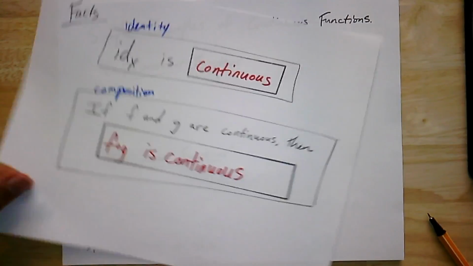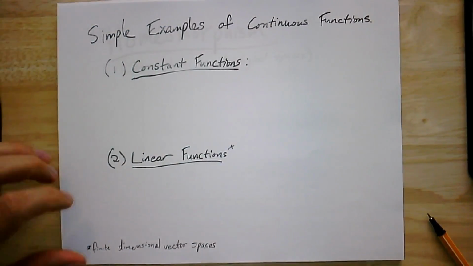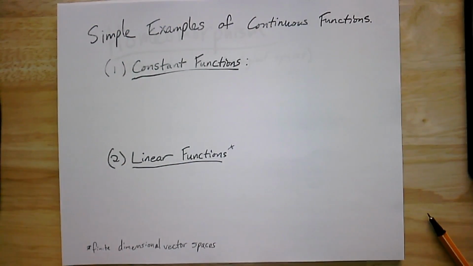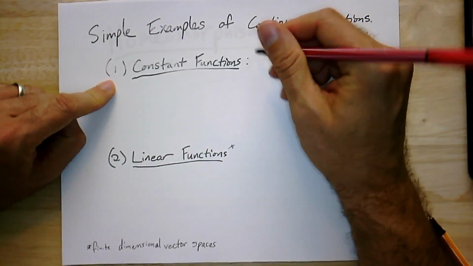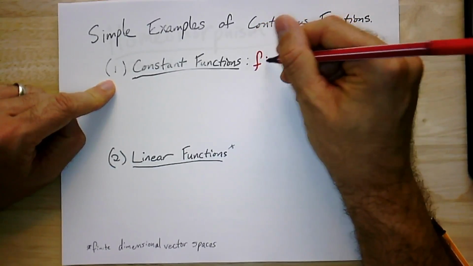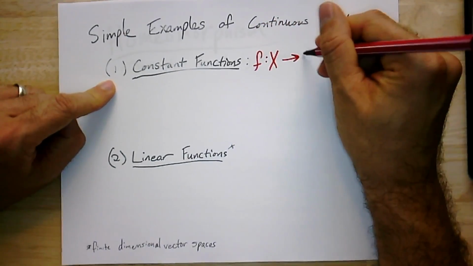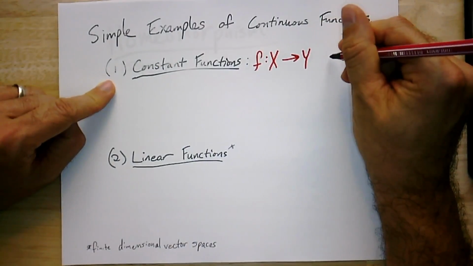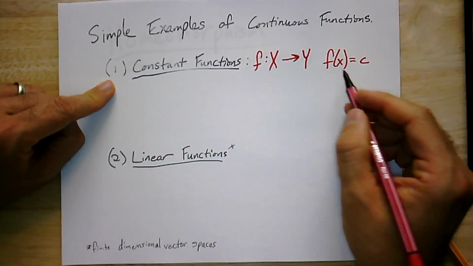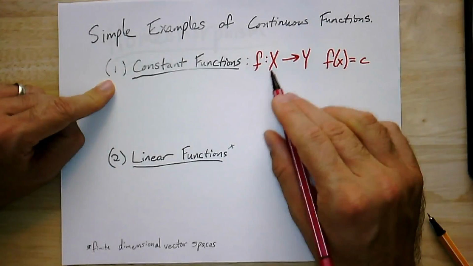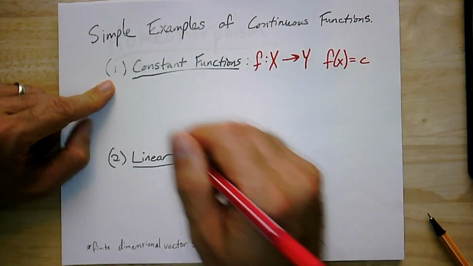All right, and here are two examples of kinds of functions you've probably seen, which I'll just say are continuous. So constant functions, this is one of the easier cases. If I have a function from X to Y such that f of x is just equal to some particular point, every x in X maps to a particular point c in Y.